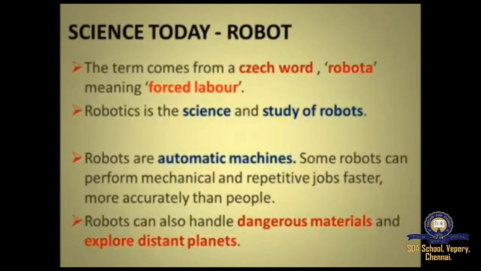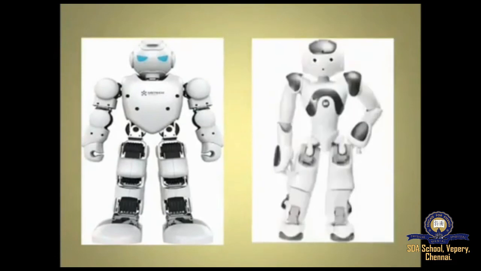Then we move on. So the word robot is derived from a Czech word robota, means forced labor, and the study of robots is known as robotics. So what are robots? They are the automatic machines which perform mechanical and repetitive jobs faster than human beings, and they can also handle dangerous material and explore distant planets. And we saw the pictures of robots.